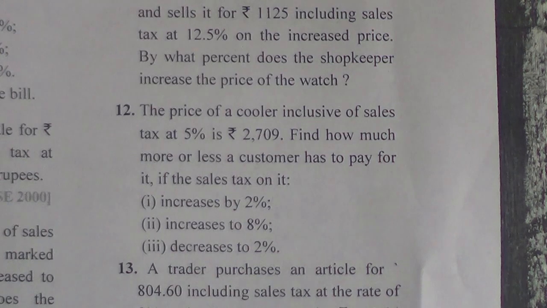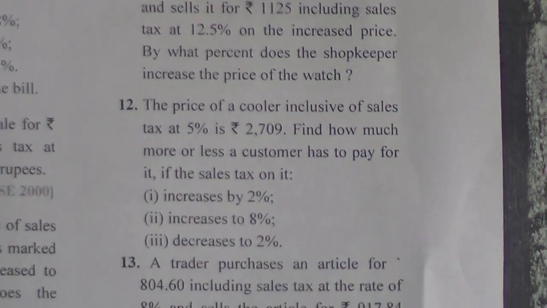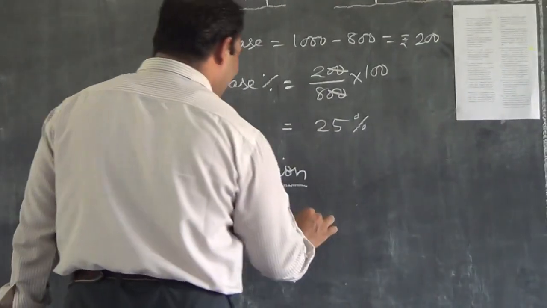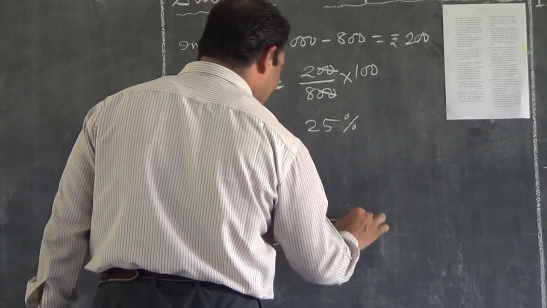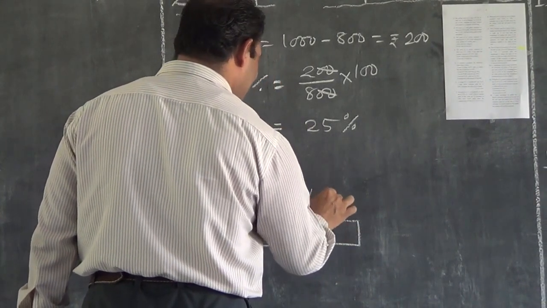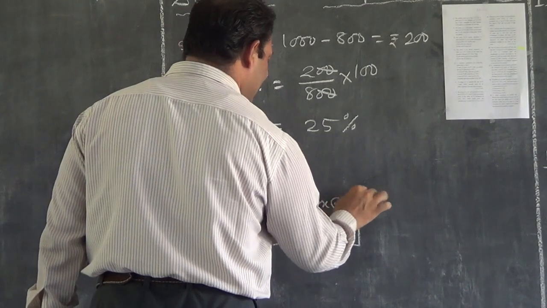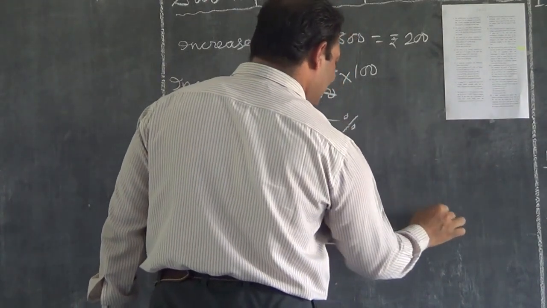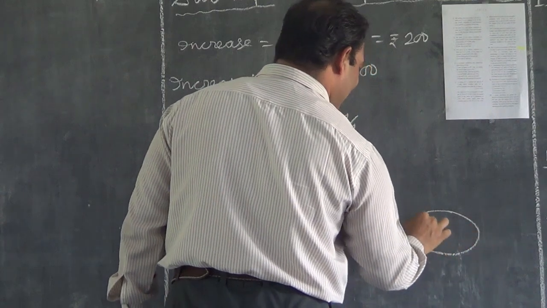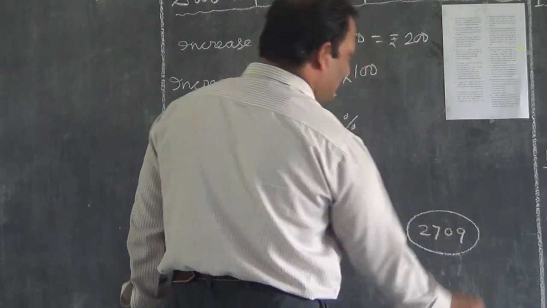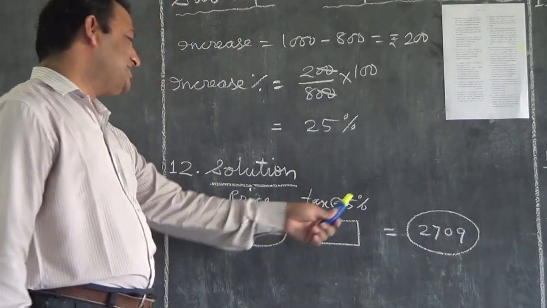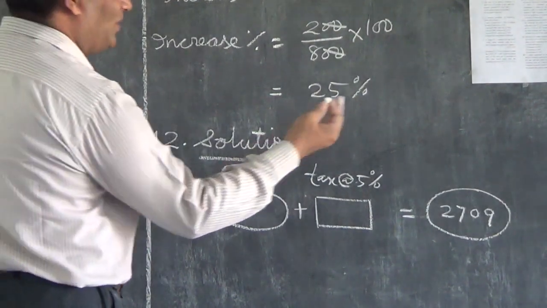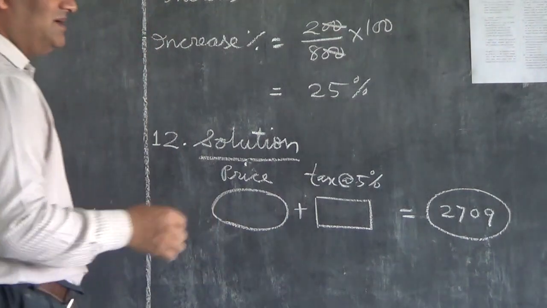Make the model here, and you write here price, and plus tax at how much? Tax at 5% equals 2709. Our model is ready. So price plus tax at 5% equal to 2709. So if you want, you can go for X method. If you want, you can go for unitary method.